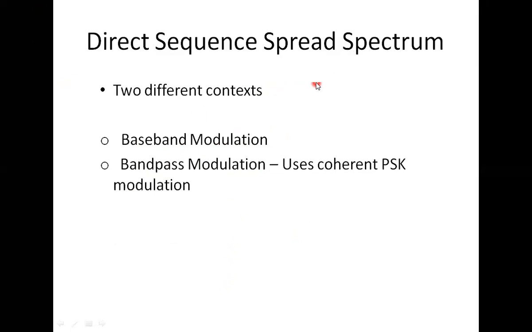Now, let us try to understand in detail what is this direct sequence spread spectrum technique, and why do we say that the spreading happens instantaneously in this case. This can be understood in two different contexts. One is baseband modulation and the other is bandpass modulation. Basically, baseband means we are not going to use any modulation technique. And in case of bandpass modulation, we'll be looking at an example which uses coherent binary PSK modulation.